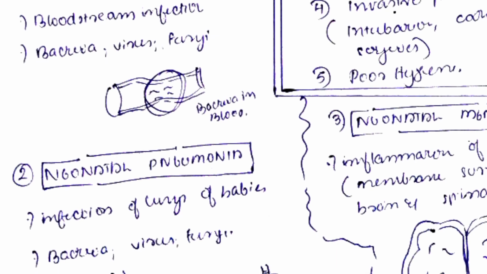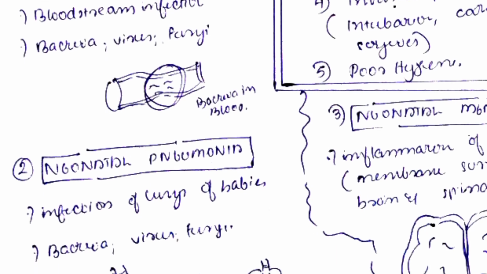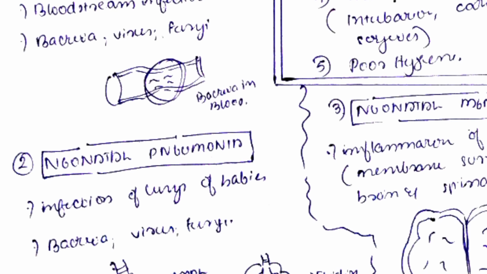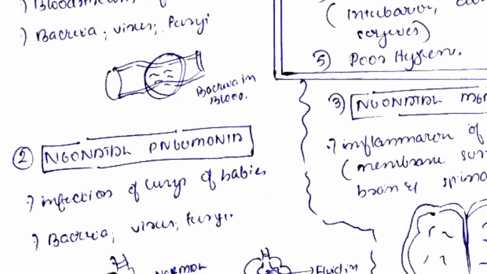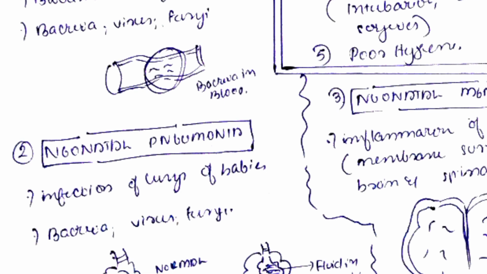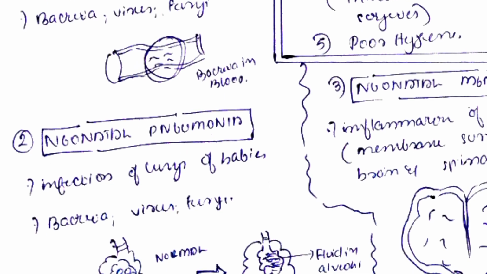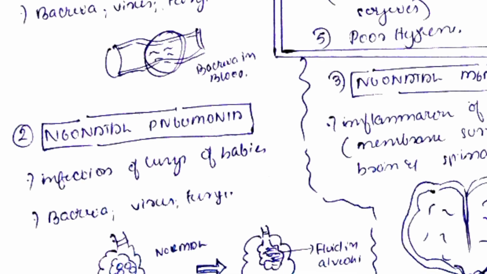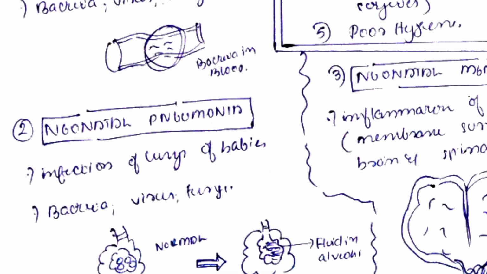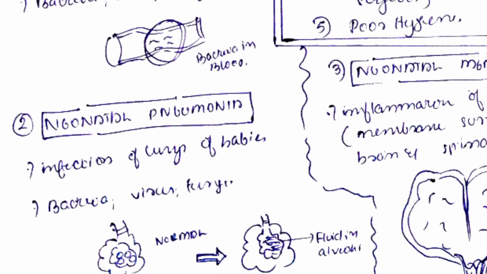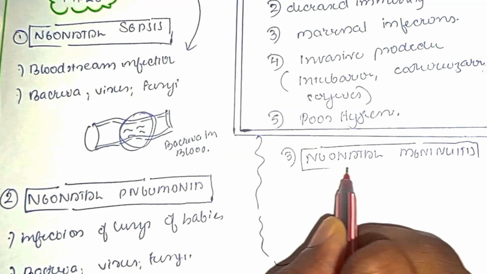Here we have drawn the normal alveoli. Due to the entry of the pathogens, we can clearly see the fluid deposition and also the edematous formation of the alveoli. This is the general occurrence when bacteria, viruses, or fungi invade our lung parenchyma. The third one is neonatal meningitis.